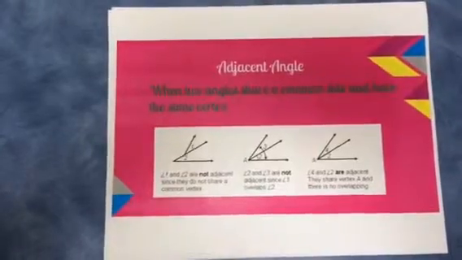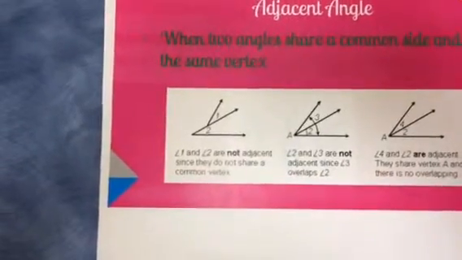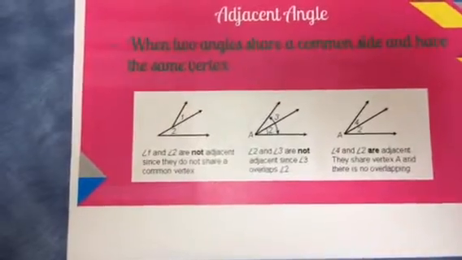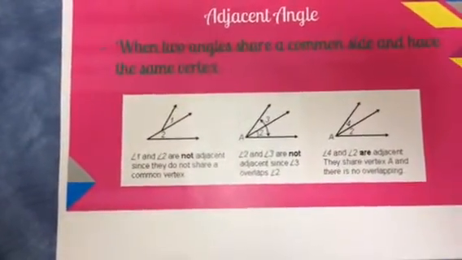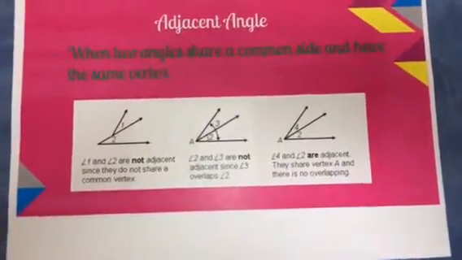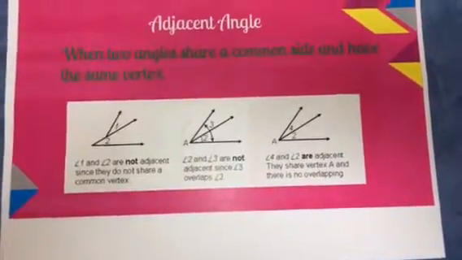Adjacent angle. When two angles share a common side and have the same vertex. Angle 1 and angle 2 are not adjacent since they do not share a common vertex. Angle 2 and angle 3 are not adjacent since angle 3 overlaps angle 2. Angle 4 and angle 2 are adjacent because they share vertex A and there is no overlapping.